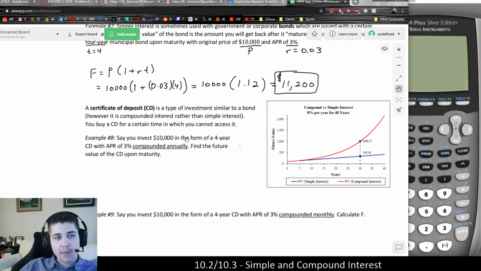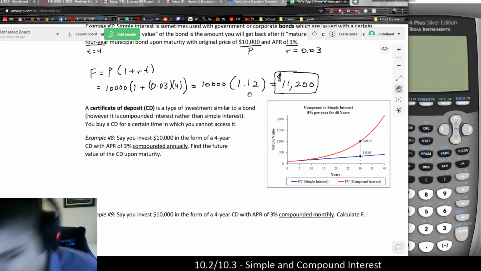So let's say you go into the bank and you purchase a $10,000 CD for 4 years with a 3% interest rate, all the same parameters as before. But let's assume that it is now compounded annually. What is the difference and what will happen? Basically, instead of just growing by a raw 12%, which is the idea, right? 4 years, 3%, 12%. It's going to grow by a little bit more than that due to the compounding.